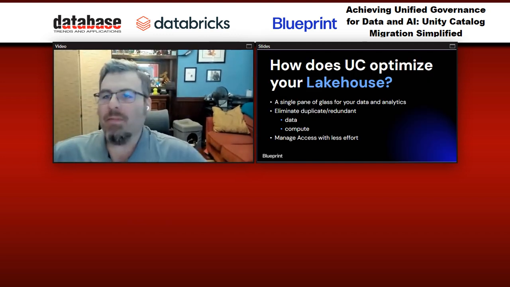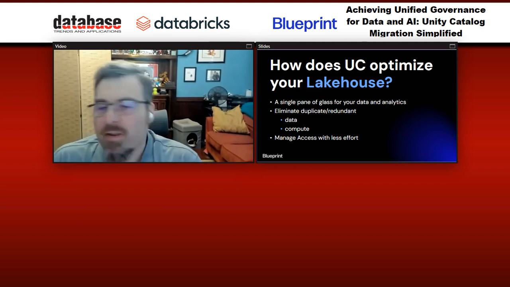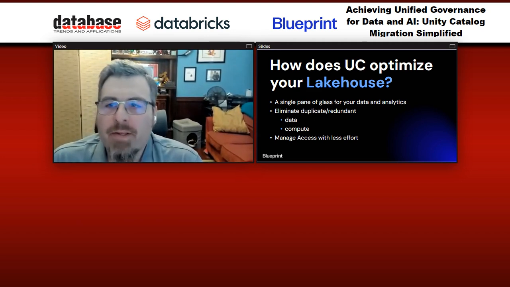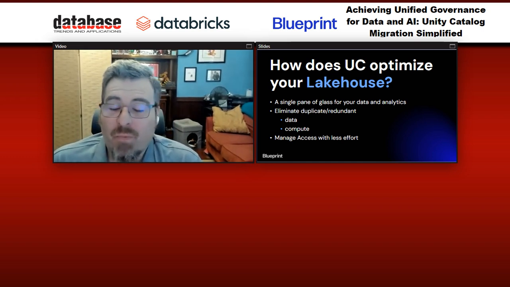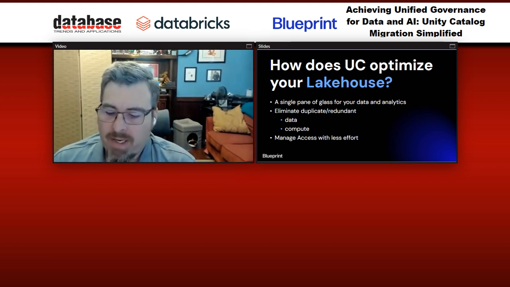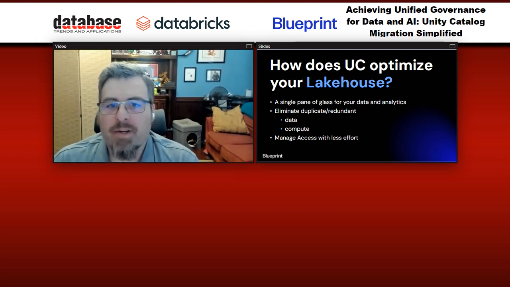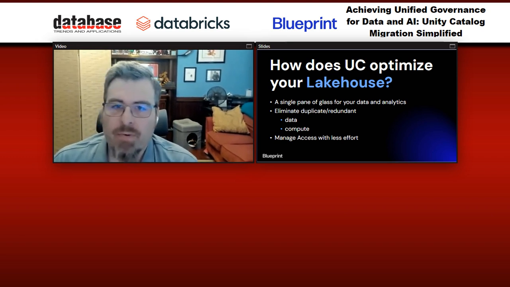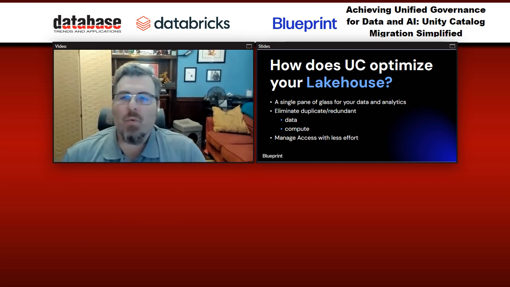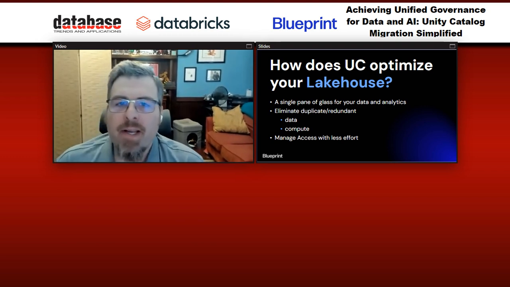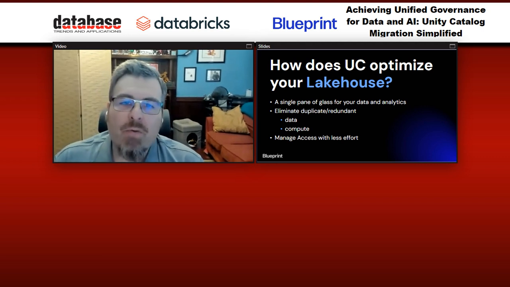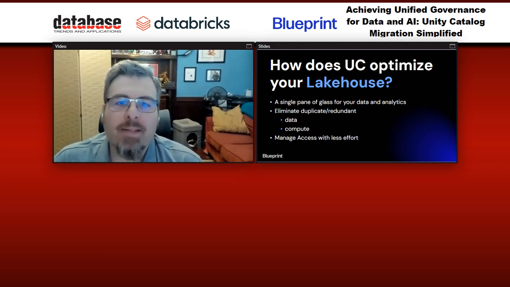So usually at this point, we will get the question, well, how does Unity Catalog help us optimize our lakehouse? Really, Keaton did a great job explaining. You get that single pane of glass where you can see all of the information about the data that exists in your lakehouse. You can see who has access to it, what notebooks, what dashboards, what's consuming the data, who's consuming it, how often it is consumed. That single place to go whenever you have a question about your data, I can't overestimate the value of having that single pane of glass.